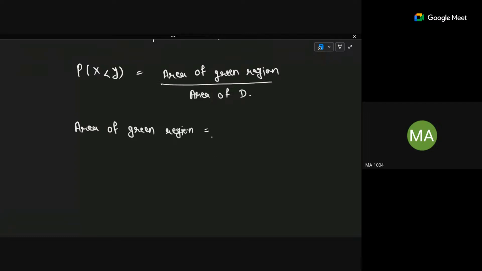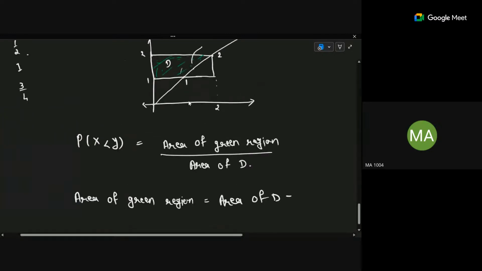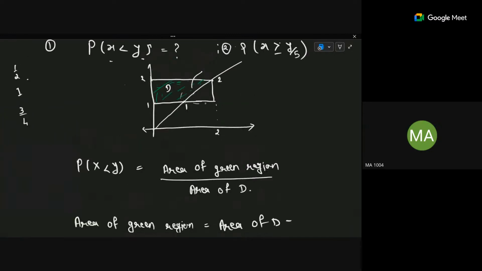So it's nothing but the area of D minus, you can just easily find out this area. Let's say this white colored part. This is a rectangle whose height and base both are 1, right? So this area is 1. How is it 1? Half, 1 by 2 into 1 into 1. Half. Sorry, half.